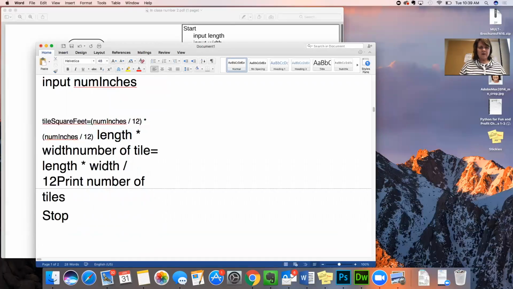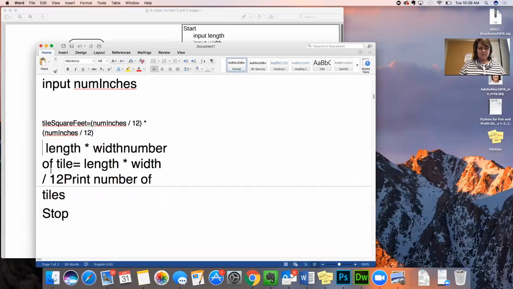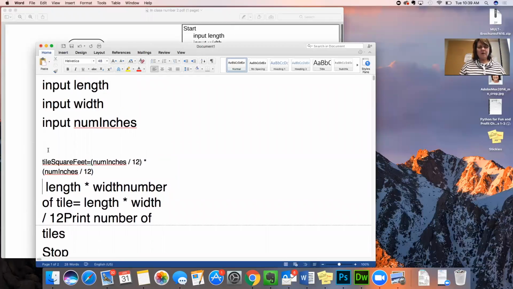Okay, so tile per square feet. I'm just going to type it in. Actually, what I would do is the area first. Area equals length times width. They had a double whammy; they had to do two problems at once. Then the next one, which I gave them this formula: the tile per square feet is equal to number of inches divided by 12 times number of inches divided by 12.